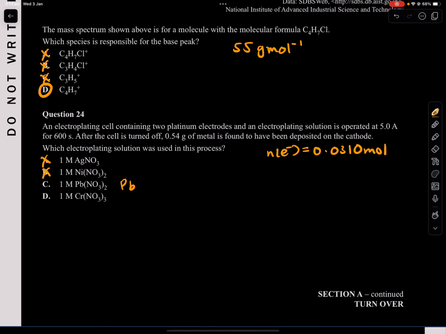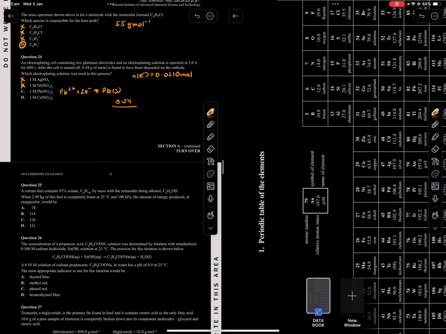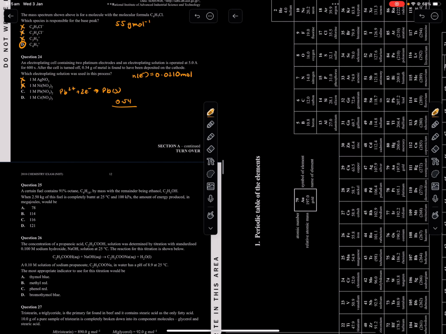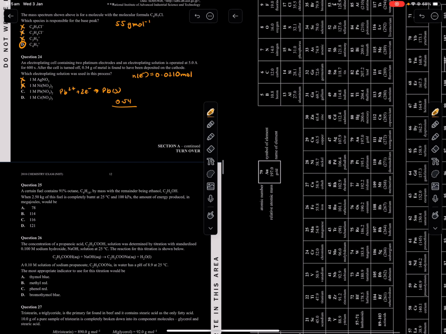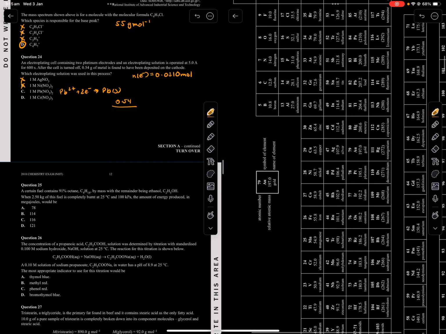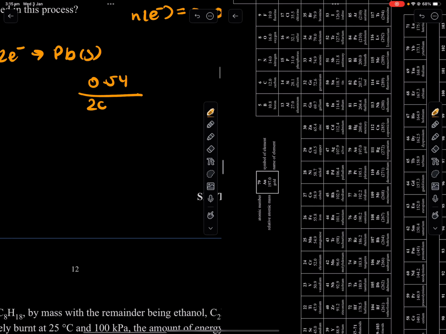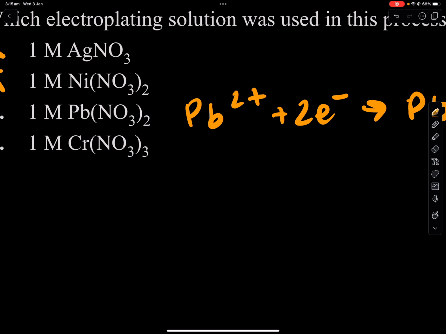So this one will be Pb2+ plus 2 electrons goes to Pb solid. So if we have 0.54, what's the molar mass of Pb? Pb, where are you? 207.2. So let's use that and see if that gives us an appropriate answer.